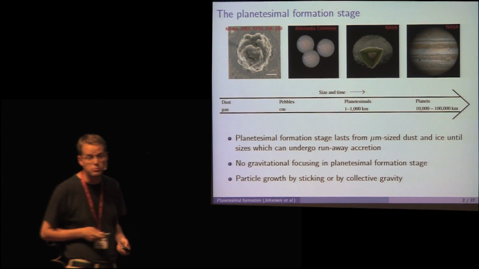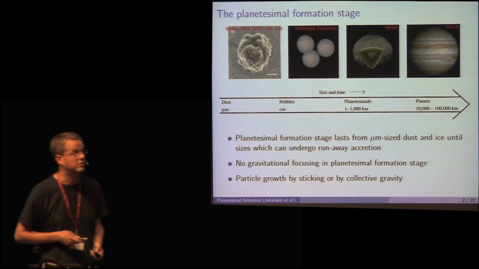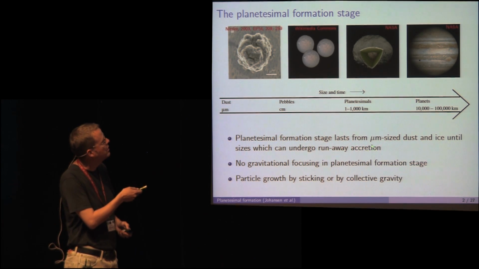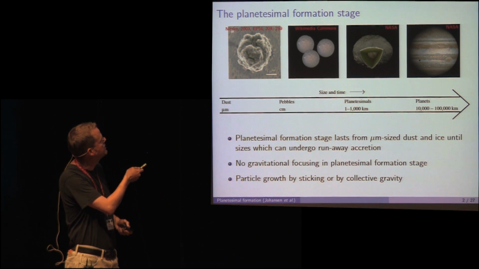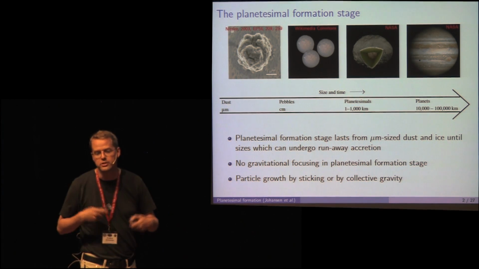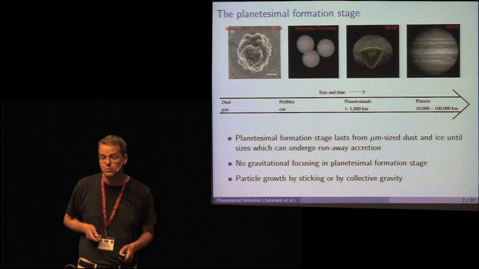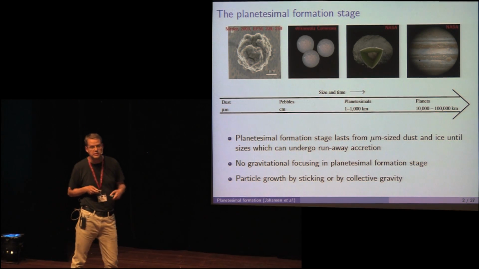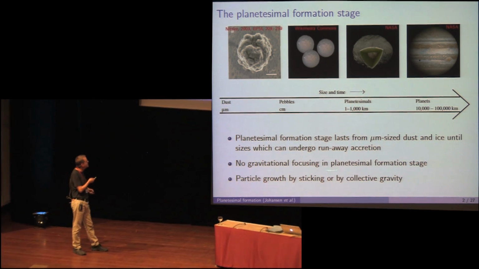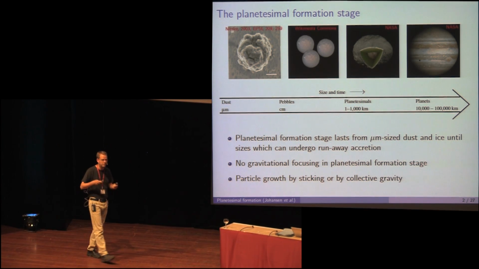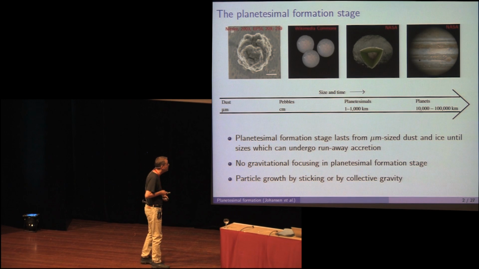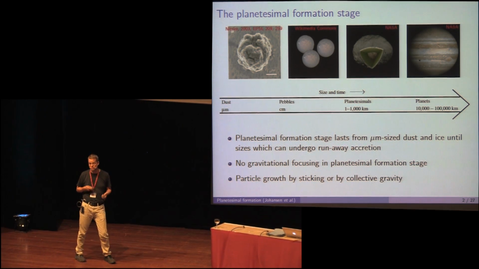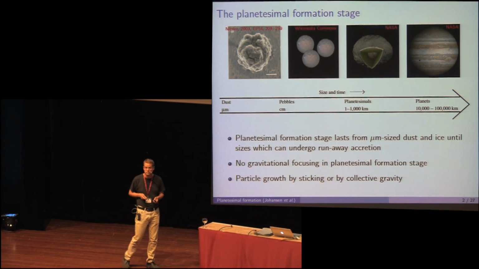Actually, the planetesimal formation stage is a significant part of this growth, because one can broadly define it as the stage from micrometer-sized dust until sizes which can undergo runaway accretion. This depends a little bit on the background turbulence and can be anywhere between 1 and 1,000 kilometers. What defines the planetesimal formation stage in terms of physical processes is that we don't have any gravitational focusing; we cannot have two bodies gravitationally focusing each other. That means that particles must now grow either by sticking or by a collective gravity. So not two-body gravity, but a collective gravity.